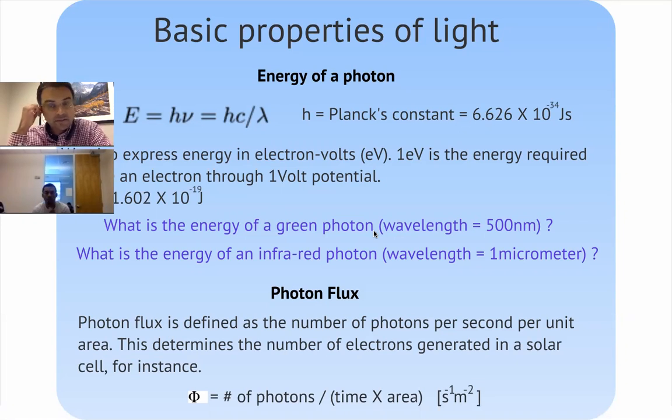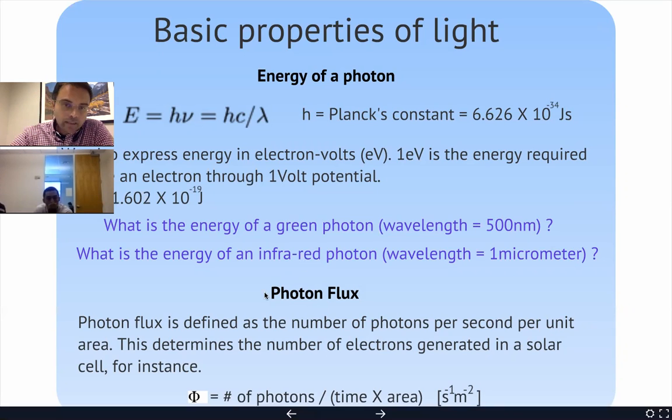Now, this is the reason why it's very important to understand what the color of light is, because photons of different colors obviously have different energy and can have a pretty big impact. The next concept we need to understand is the photon flux. The photon flux is defined as the number of photons per second per unit area. So flux always refers to the number of particles per second per unit area. This determines the number of electrons generated in a solar cell, for instance.